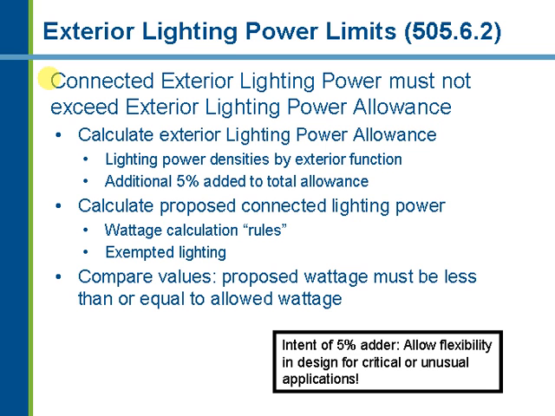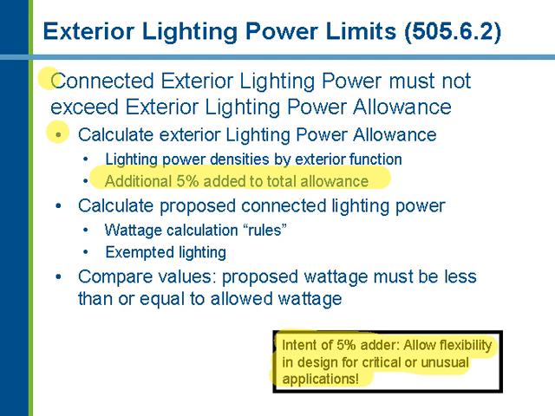And the same basic three steps, you calculate your exterior lighting power allowance, and this again is based on the exterior function. Each function has its own lighting power density. There is a little bit of difference here in that for exterior, you do get to add an additional 5% of the total allowance that you can use wherever you want. And the intent of that 5% adder is that it allows some flexibility, because all designs are different and there may be something that's just not covered in the code that you need some extra lighting for, and that 5% provides you some flexibility there.